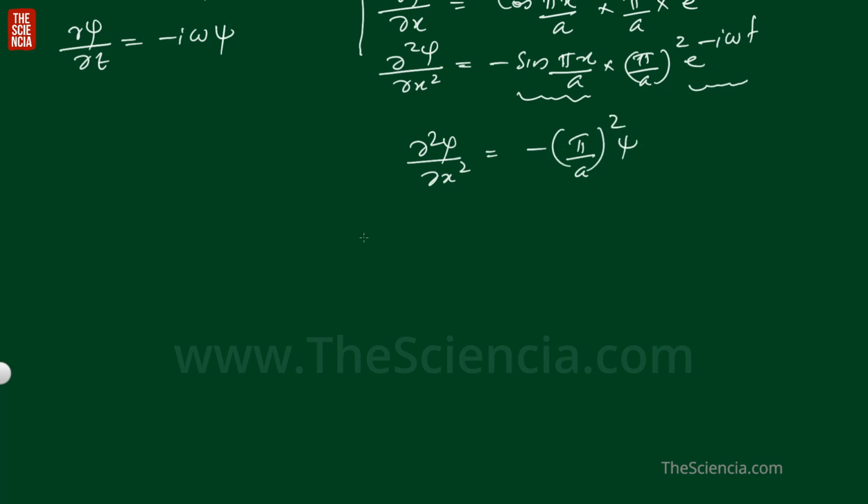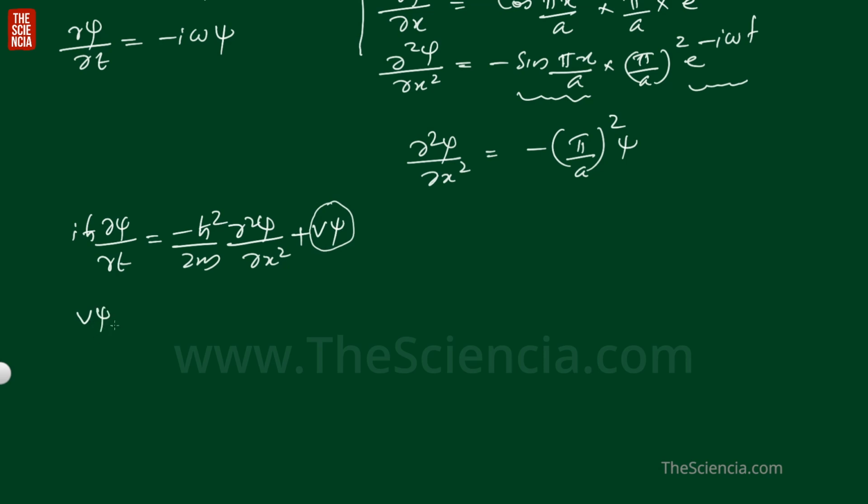Now we have to substitute all these values in the Schrodinger equation, that is iħ ∂ψ/∂t is equal to −ħ²/2m ∂²ψ/∂x² plus Vψ. Here we have to find out the potential V. So I am rearranging this equation, that is Vψ is equal to iħ ∂ψ/∂t plus ħ²/2m ∂²ψ/∂x².